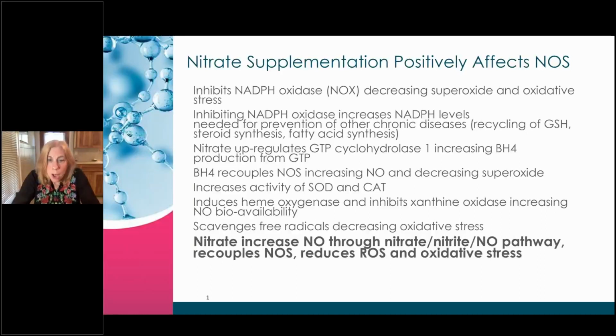BH4 recouples NOS, increasing nitric oxide, decreasing superoxide. Nitrates increase the activity of your SOD and catalase. It helps scavenge free radicals, decreasing oxidative stress. So nitrates increase nitric oxide through that pathway, recoupling NOS, decreasing oxidative stress.